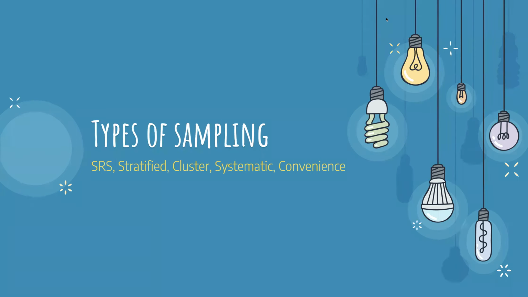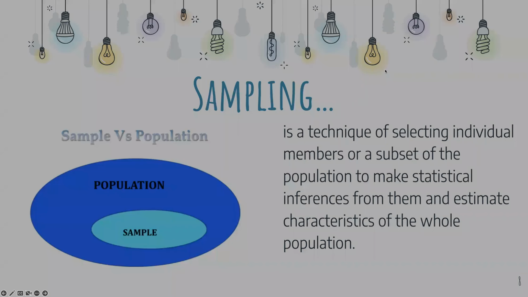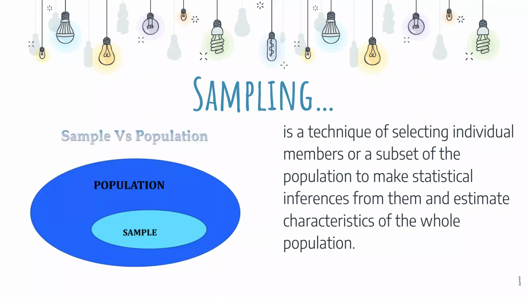When we talk about sampling, we define that as techniques of selecting individual members or a subset of the population to make statistical inferences from them and estimate characteristics of the whole population. So when we decide to sample some subset out of a population, we need to be very careful about the way we conduct that collection of individuals, because we want that sample to represent the whole population.